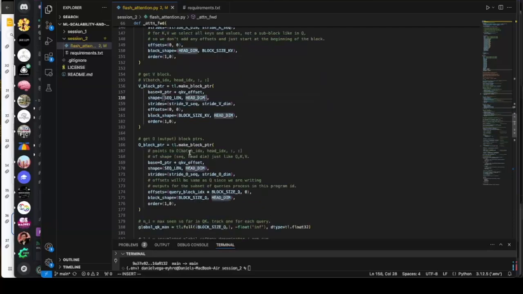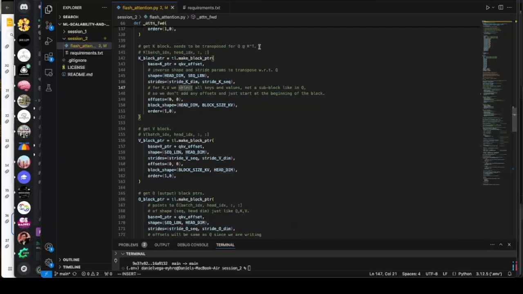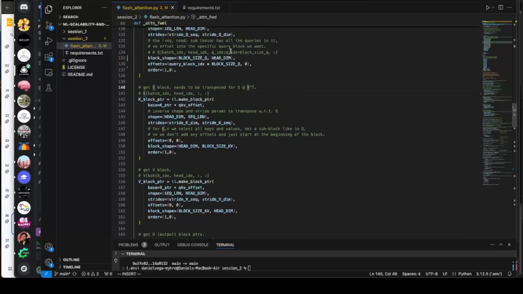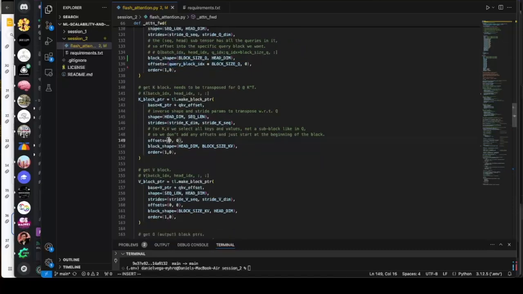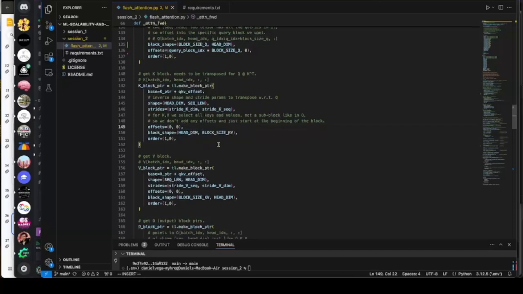And then for K, V, and O, we just do similar logic. One difference here, it's important to note, is that K needs to be transposed with respect to Q. So we need to reverse our shapes, our strides, and our block shape, right? And then for our offsets, remember that for each Q in this algorithm, we are going to be iterating through each K block. So for one Q block, we're going to iterate through each K block, and so we don't actually want to start like at this one where we started at some Q block index. We're starting at 0. We're starting at the beginning. So we just start at 0. Cool.